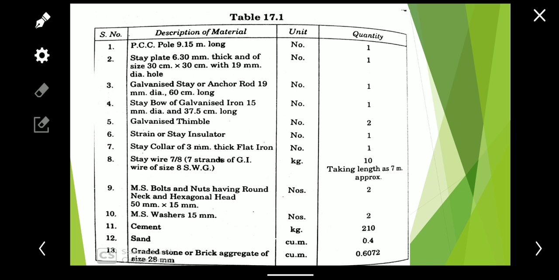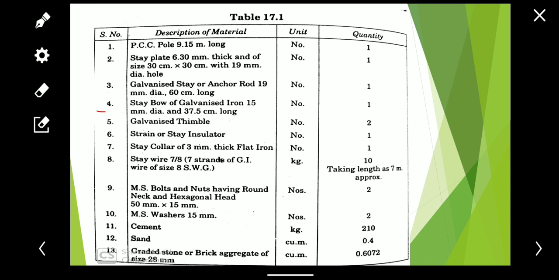PCC pole required 1, stay pole 6.30 mm thick and the 30 cm by 30 cm in size with 19 mm diameter hole. It is 1. Galvanized stay and anchor rod 19 mm diameter 60 cm long. It is 1. Then stay bow of the galvanized iron is 11 mm diameter and 37.5 cm long. It is 1. The galvanized thimble is 2.